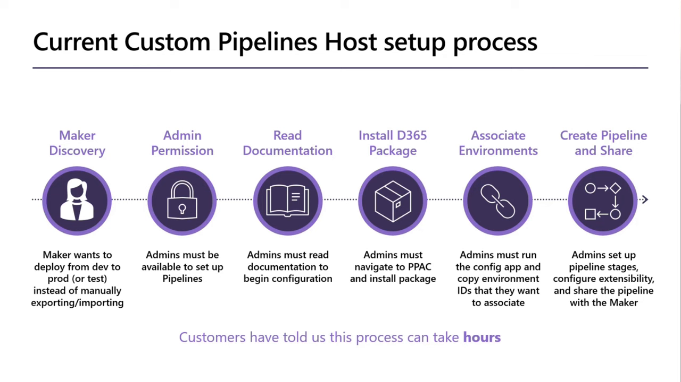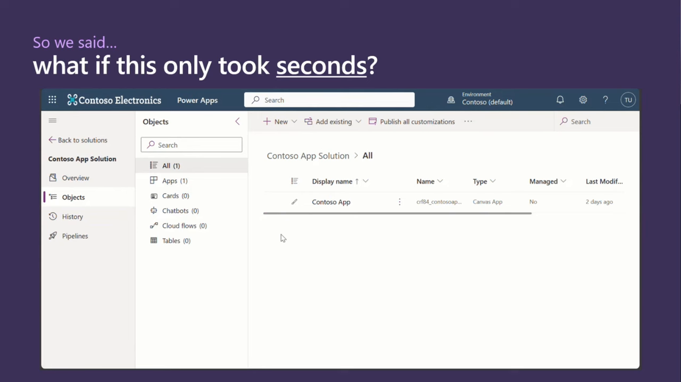And this is a really good way of creating a centrally governed pipeline, but what if the maker just wanted an easier way to deploy from dev to test, because they would already be able to import anyway? So customers have told us that this process can take hours. Obviously, it includes a lot of reading and understanding of how pipelines work and how to set them up. So we said, what if this only took seconds?